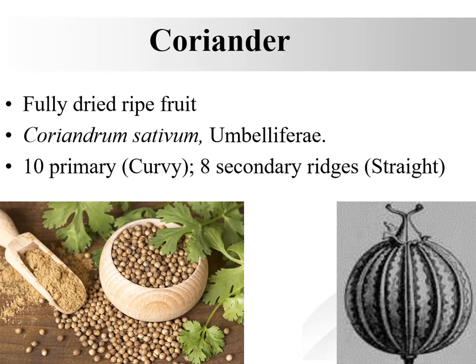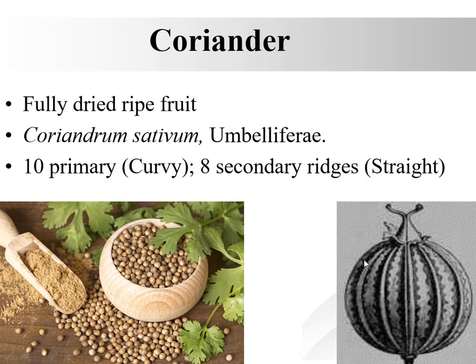Here the word characteristic means that we can identify coriander out of various drugs just by tasting it, as it has a specific taste. The size of fruits is 4 to 30 millimeter in length and 2 to 4 millimeter in diameter. The shape of coriander is subglobular. In coriander, 10 longitudinal primary ridges and 8 longitudinal secondary ridges are present.